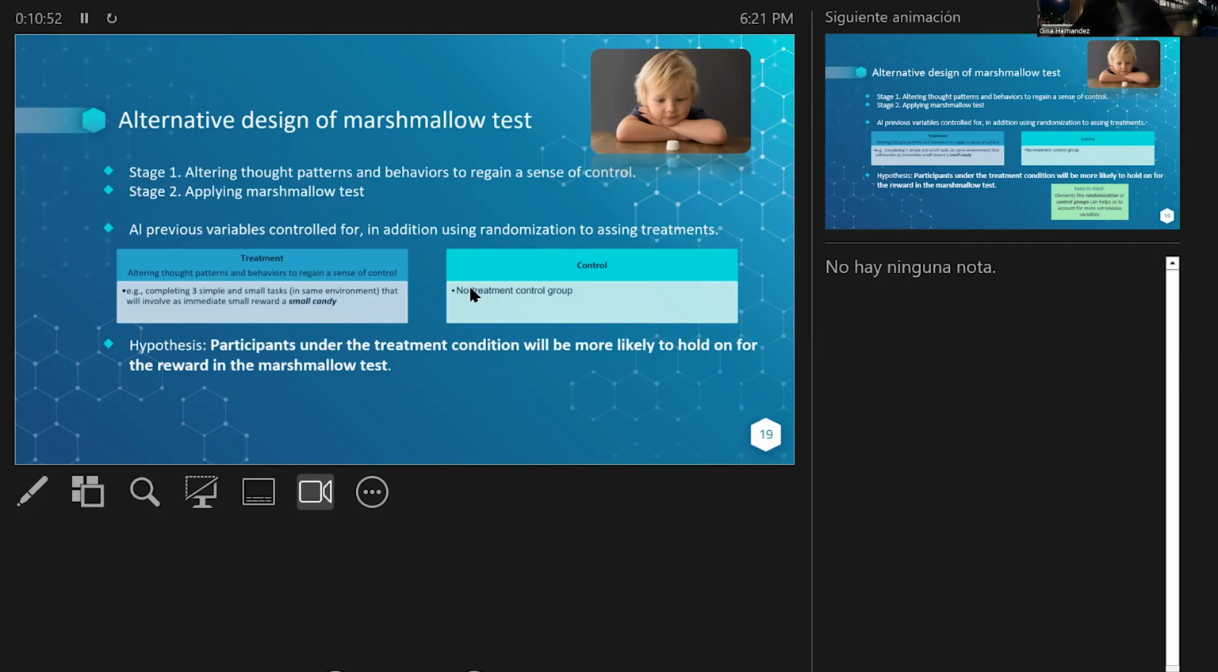So obviously we will have 2 groups: the treatment group, where they do the tasks and get the candy, and then the control group. And then sometime after, we test with the marshmallow test. My hypothesis is that participants under the treatment condition will be more likely to hold on for the reward in the marshmallow test. So even though we are already controlling for socioeconomic status, we are controlling also for trust and maybe modifying learned helplessness in order for them to trust the researcher.